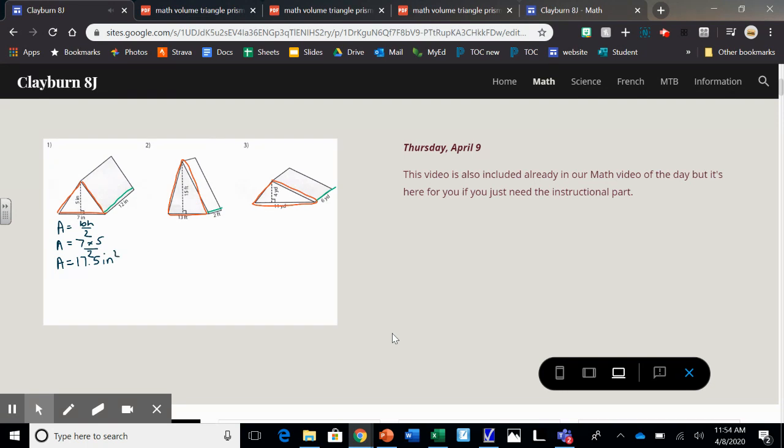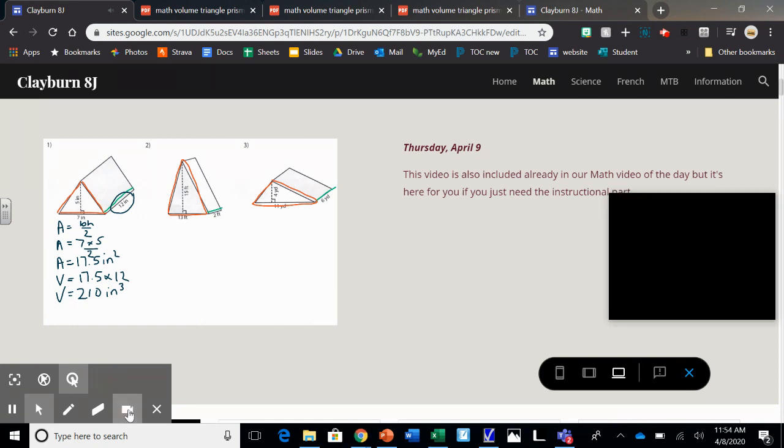Okay, then for volume I multiply the area of the face, 17.5, times, I guess we call that the length or the depth, which is 12 in this case. I still have this answer on my calculator, so I multiply that by 12 and I get 210 inches cubed. So it could be centimeters cubed or inches cubed or decimeters or meters cubed, whatever the case may be.